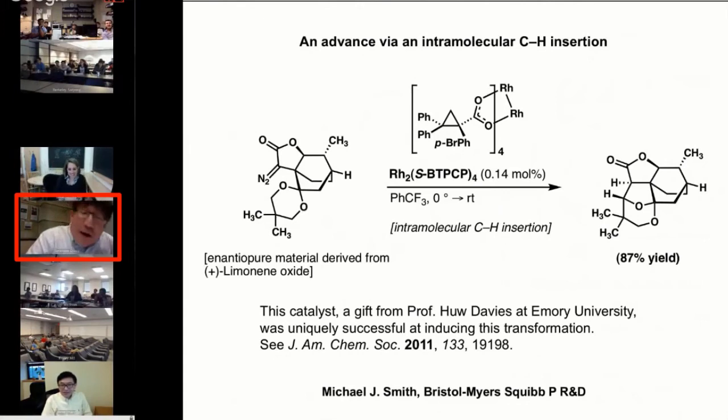That was a little joke, but honestly, this stuff can be made by way of a very effective synthesis that's described in this JACS paper that's cited on this slide. So you can make that.